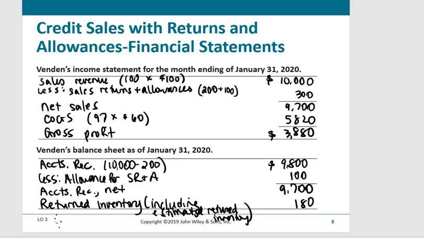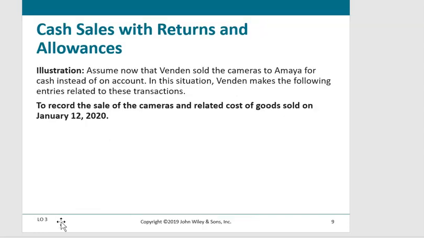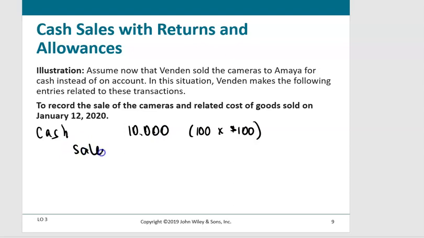Now, this example, when Vendon was the seller, assumes that the customers had a sale on account. Let's take a look at what would happen if we have a situation where the customer paid cash at the time of the sale. So now assume that Vendon sold the cameras to Amaya for cash instead of on account. In this situation, Vendon makes the following entries related to the transactions. So again, first entry, recording the sale, very simple. The company receives cash for the full 100 cameras at $100 each. So cash goes up 10,000, and of course, sales revenue goes up 10,000.